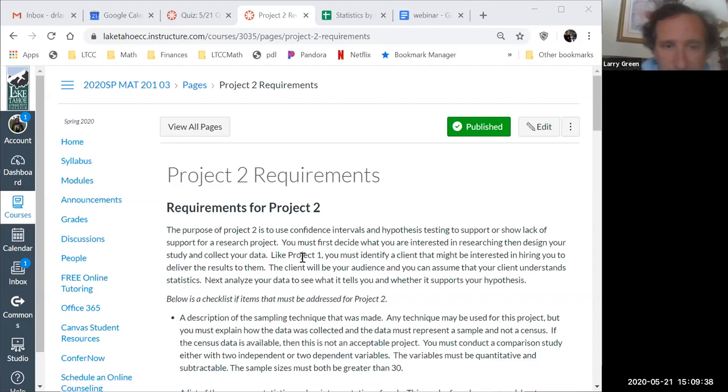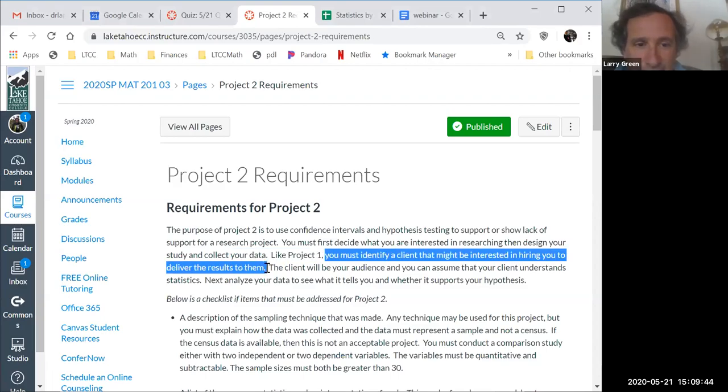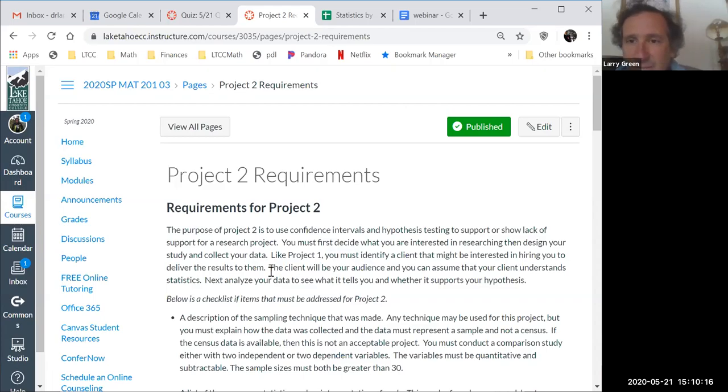Okay, and one of the similarities is you're still going to identify a client. It makes it easier for you to write if you have a client, an audience that you're writing to. Does that make sense? So you should identify that in your project, and let me know. If nobody would be interested in it, then it's not a good project because it's not interesting. So it better be interesting to someone. You don't have to truly get paid for it. In fact, you're not going to get paid for this. So that's fictitious, just like project 1. Any questions on that?